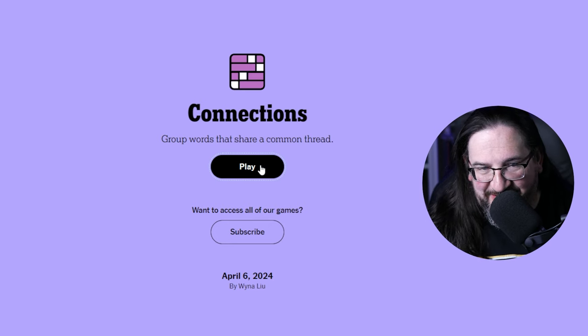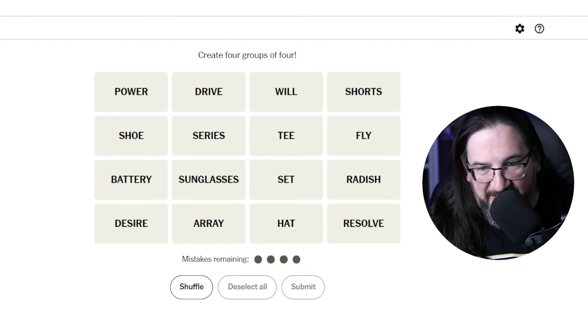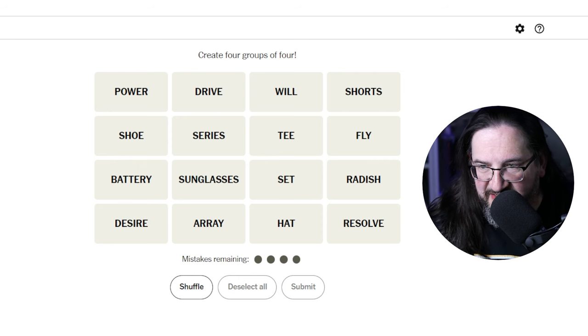What do we have here today? Let's take a look. We have the following: power, shoe, battery, desire, drive, series, sunglasses, array, will, tee, set, hat, shorts, fly, radish, and resolve.